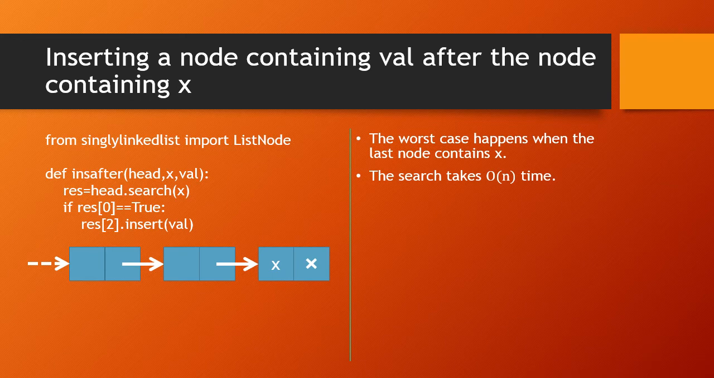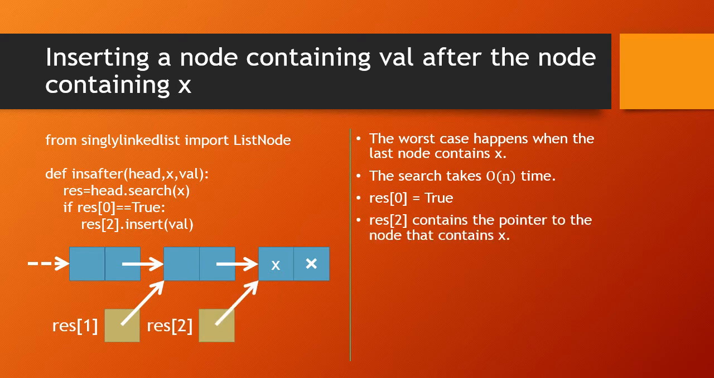Now since the search finally finds a node containing x, I can say that res 0 is going to be true. Res 1 is going to point to the node just before the node containing x. So I can say that res 1 will be pointing to the second last node.